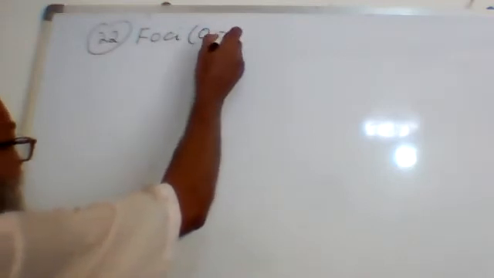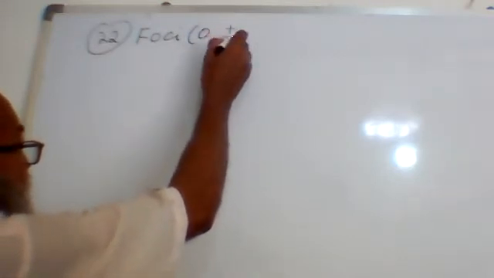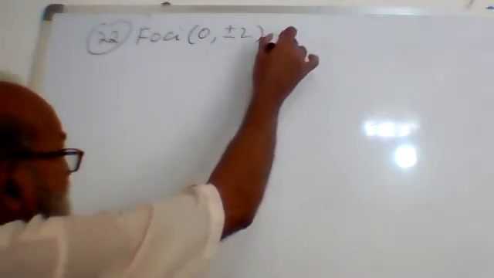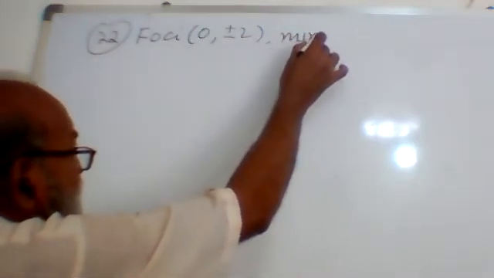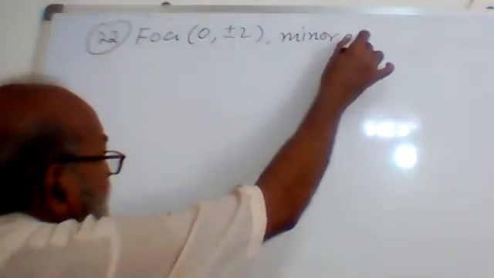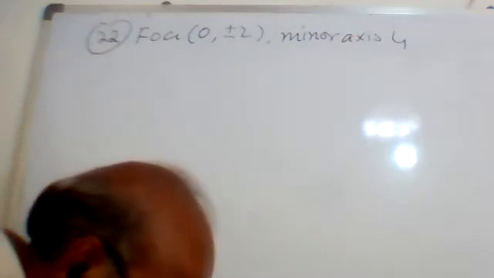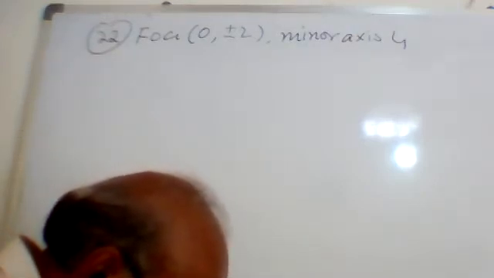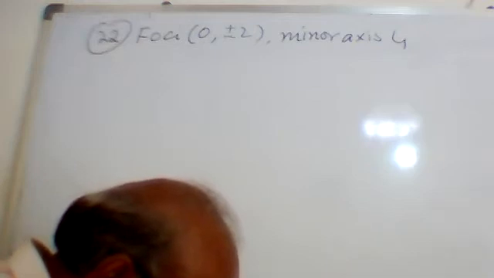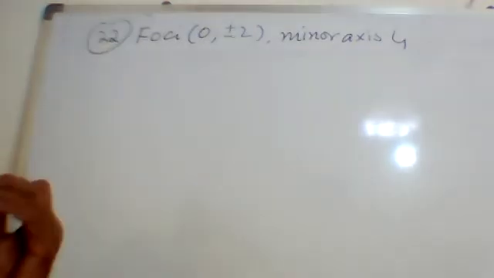Question number 22. Foci at 0 comma plus minus 2. Major axis, sorry, minor axis 4. Yes, right. Minor axis is 4.